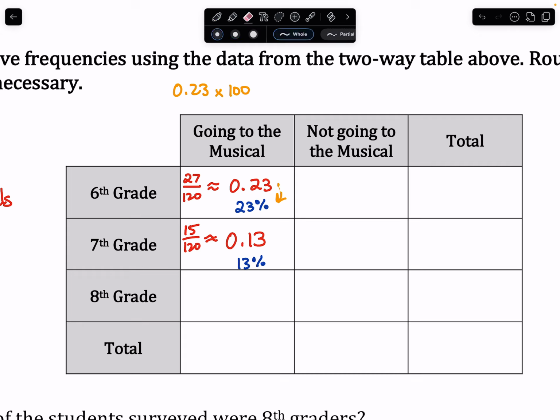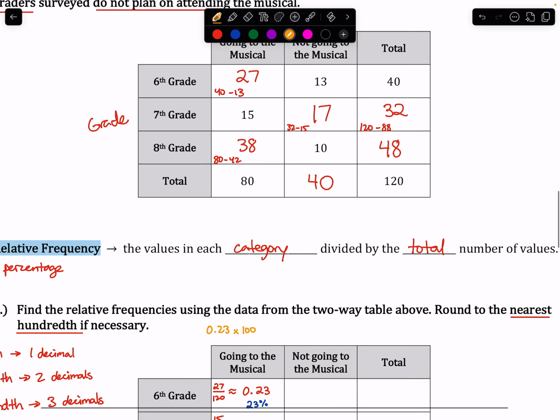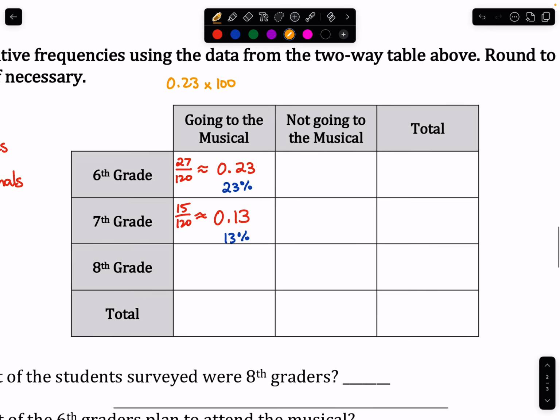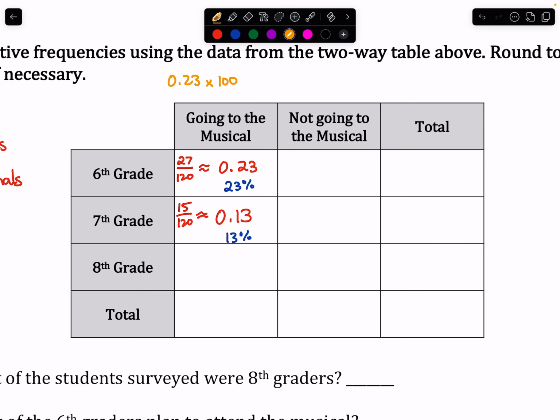Okay, so I'm going to quickly go through the rest of this. Now that you see where these numbers are coming from, I'm just using the table up above. But to keep this video from being 7 hours long, I'm going to speed run through this. So 8th graders going to the musical was 38 out of 120, which is 0.32 or 32%. And the total number of kids going to the musical was 80 out of 120, which is 0.67 or 67%.